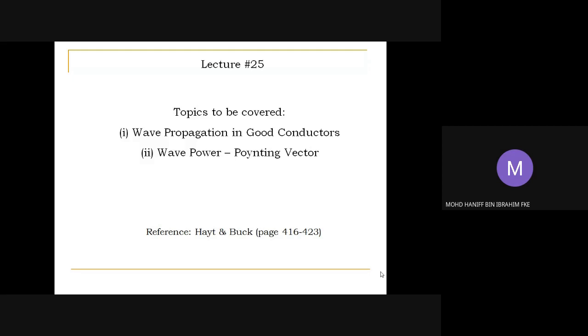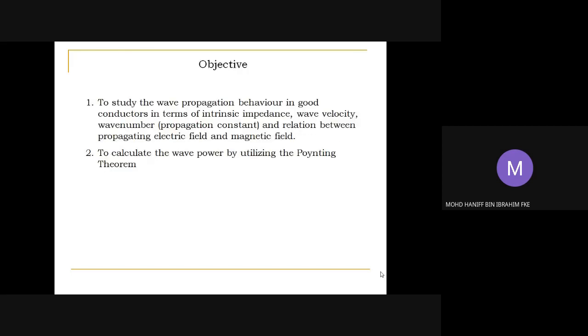Just to recall the topics that we have learned in the last chapter: we have learned about wave propagation in a few materials and environments, which include free space, lossless dielectric, and also lossy dielectrics. So this will be the last one, wave propagation in good conductors. The objective for this lecture is similar to what we have learned previously, we just change the material.